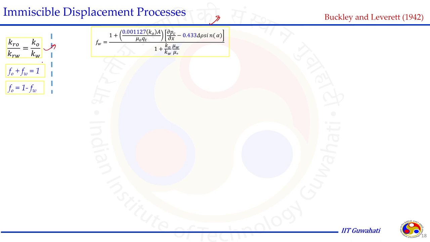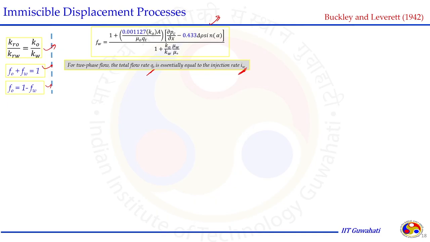We can convert this ratio of the effective permeability to the relative permeability. We know the fractional flow can be characterized either in terms of FW or FO. The summation of both will be equal to 1. So for the two-phase flow system, the flow rate QT is essentially equal to the injection rate. The amount of injection of the water is actually the pore volume that we are injecting into the system, and that is moving. So the total flow rate QT, we can assume, is equal to the injection rate.